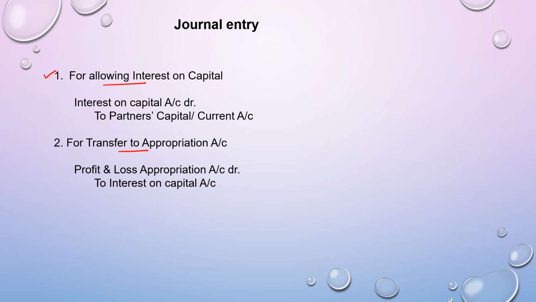Now, after allowing interest on capital, this account is there and it has to be closed down. Where do we transfer it? In the closing entry, we transfer it to the appropriation account. So we debit profit and loss appropriation account and credit the interest on capital account. As you see here, it is debited and credited, and the interest on capital account is getting closed down. This way you transfer it to appropriation. So these are the two journal entries that you would be passing for allowing interest on capital in the books of the firm.